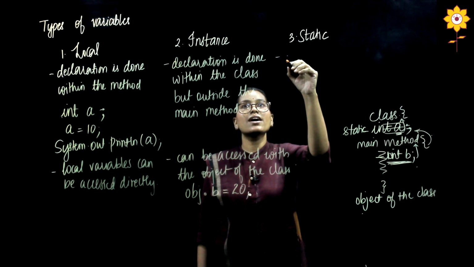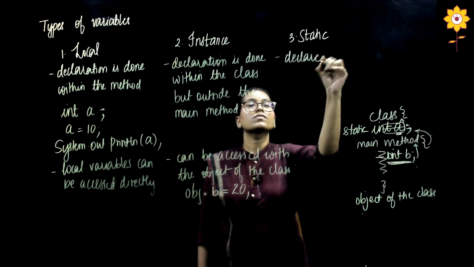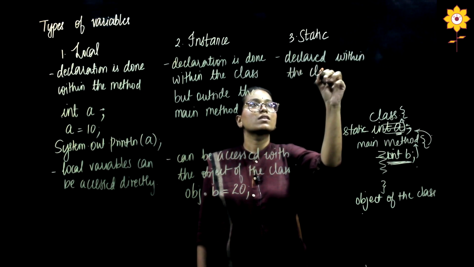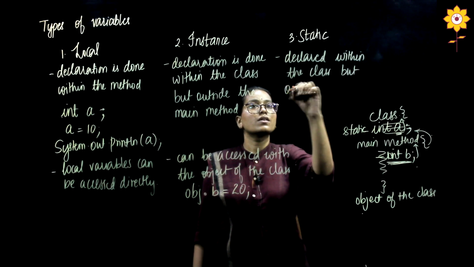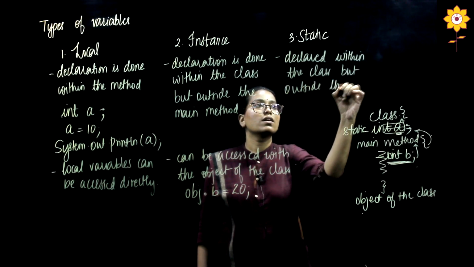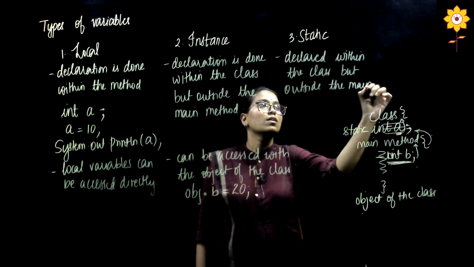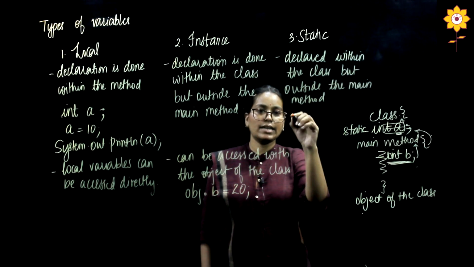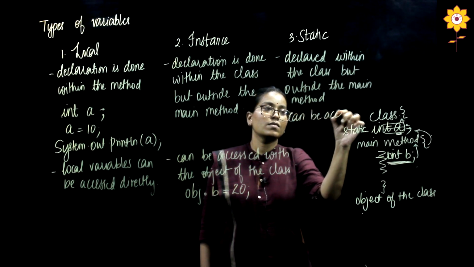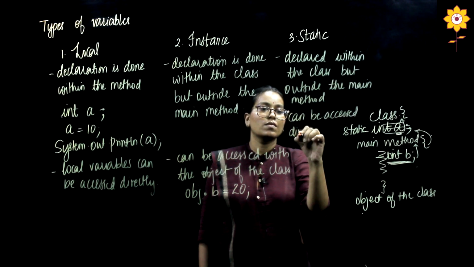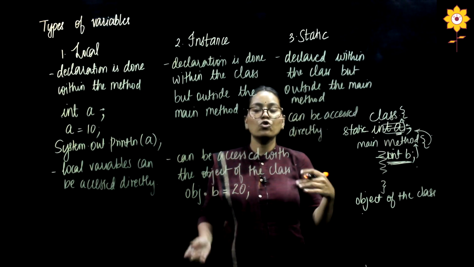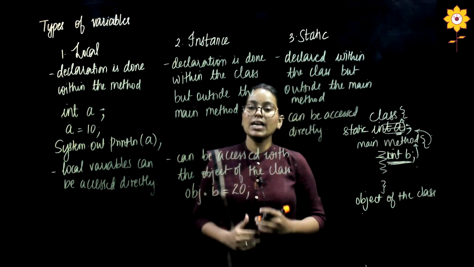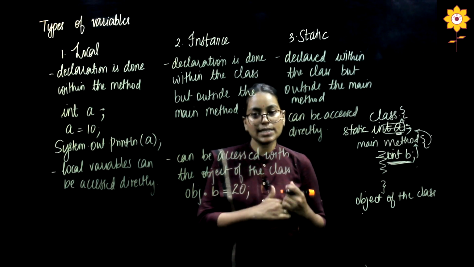So, similar to instance variables, they are also declared within the class, but outside the main method, and again they can be accessed directly. No object is required. And what is the difference is that when we create a static variable, the memory is allocated only once to static variable.